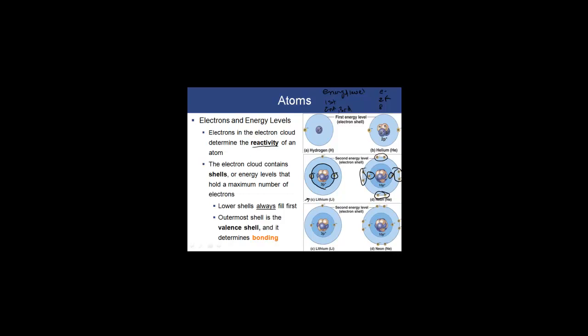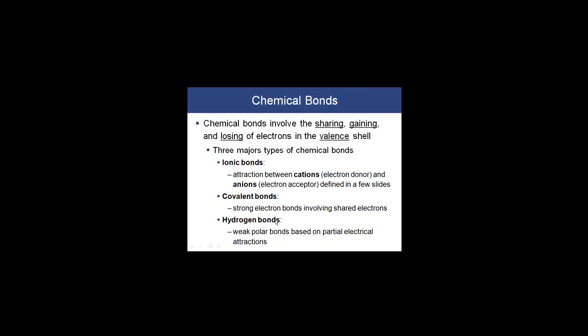The thing about atoms is they want their last energy shell, whichever it may be, to be filled. And we refer to that outermost shell as the valence shell. And it's this shell that really indicates or determines bonding. Chemical bonding involves either the sharing, gaining, and losing of electrons, all from that valence shell. And there's 3 major types of chemical bonds. We're going to consider the ionic and the covalent bonds, as well as the hydrogen bonds.